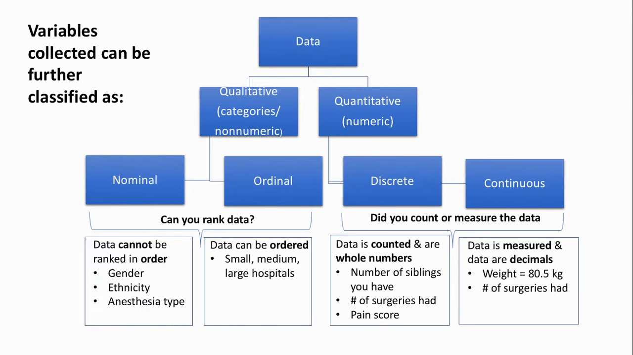A continuous variable is measured on some sort of a scale. A classic example would be weight or BMI. You can see I do have a typo there. Number of surgeries had is a typo, and that really falls under discrete data, so I apologize.